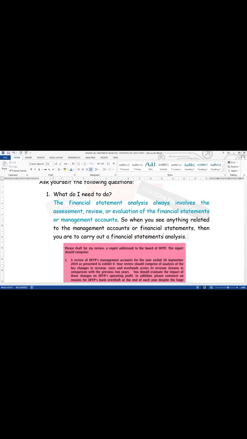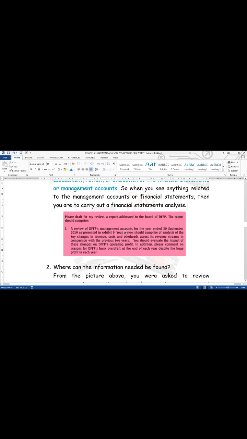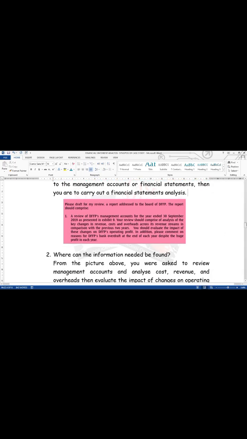They cannot be asking you to review the management account and also asking you for a strategic analysis. No, or something else. You review, so what are you analyzing? You're analyzing financial statements. So when you see anything related to management account or financial statement, you have to carry out a financial analysis. Like now, they said a review of management accounts. And every other piece of information given here, revenue, cost, overhead, profits, bank overdraft, is in the financial statements, right? So you definitely know you're doing a financial statement analysis.